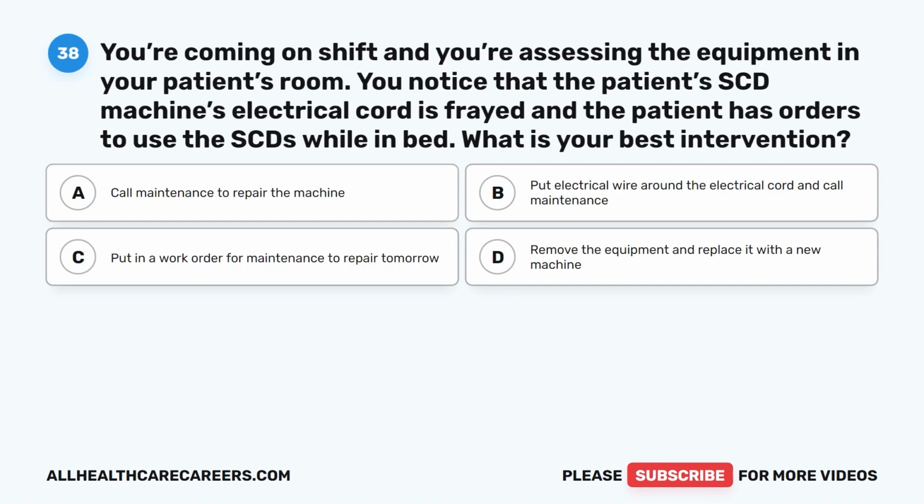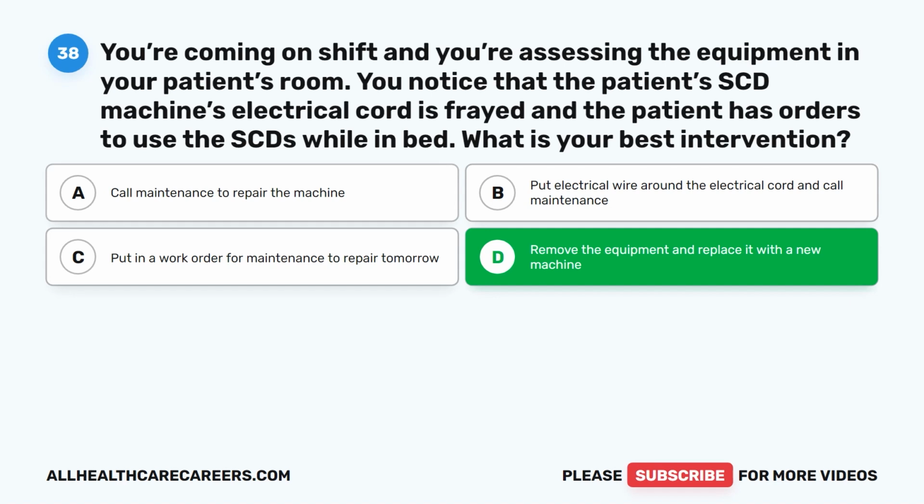Question 38. You're coming on shift and you're assessing the equipment in your patient's room. You notice that the patient's SCD machine's electrical cord is frayed, and the patient has orders to use the SCDs while in bed. What is your best intervention? A. Call maintenance to repair the machine. B. Put electrical wire around the electrical cord and call maintenance. C. Put in a work order for maintenance to repair tomorrow. D. Remove the equipment and replace it with a new machine.